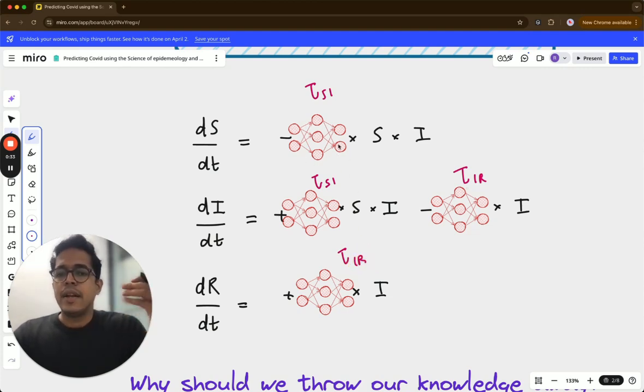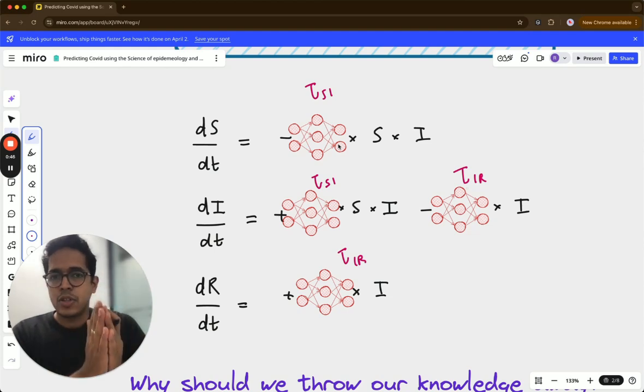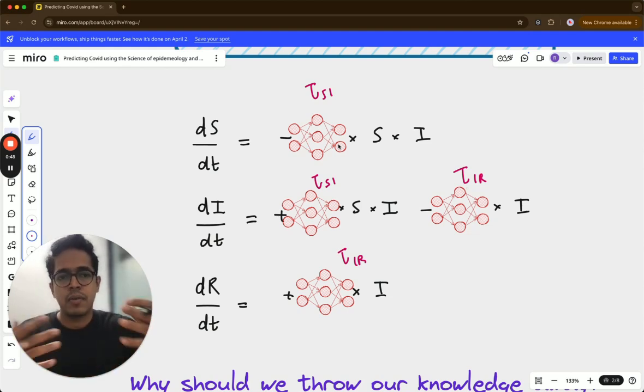When I was learning about scientific machine learning in the very beginning of my journey, I had a doubt: what does replacing with a neural network exactly mean? What it simply means is, tau SI should take some value, right? 0.85, whatever, 0.2. It is a number at the end of the day.